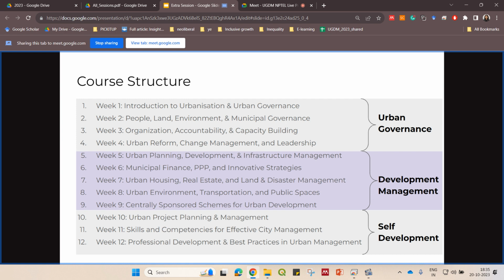Next two lectures would have been on traffic and transportation management. In this, you would have studied how traffic and transportation is managed in Indian cities, what role the urban local bodies play, and how they ensure the efficient management of traffic and transport systems in Indian cities. Next would be designing of urban public spaces. So, what are the components that need to be focused on while designing urban public spaces?